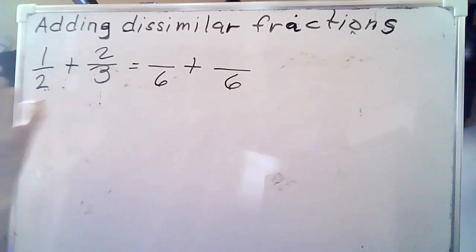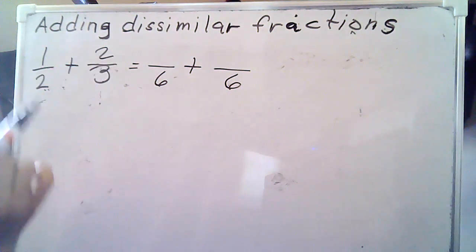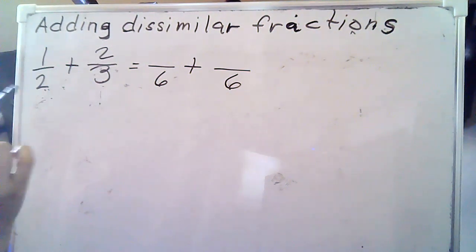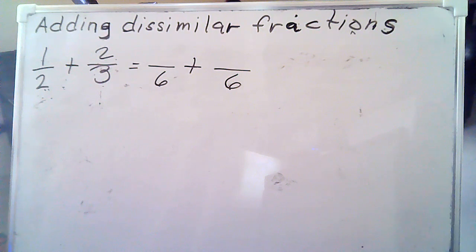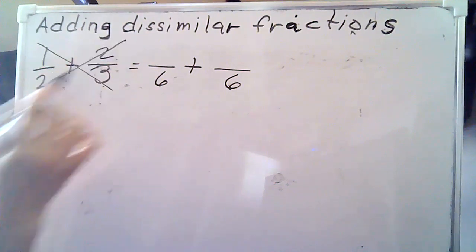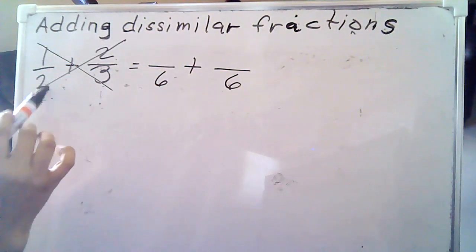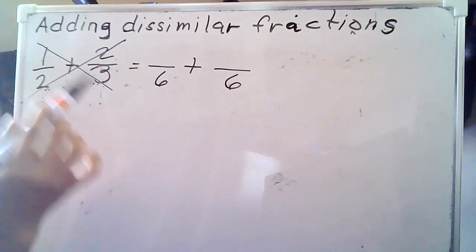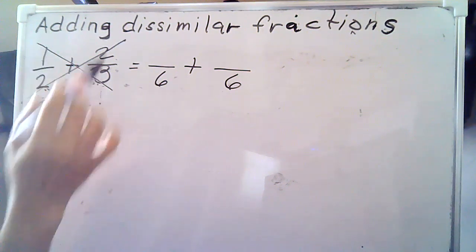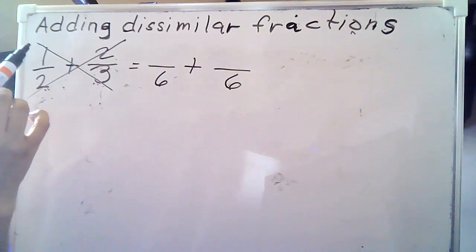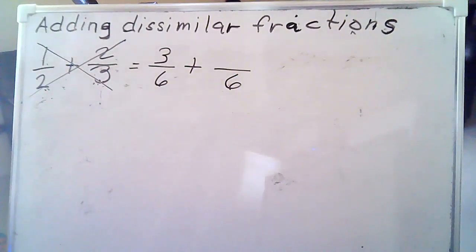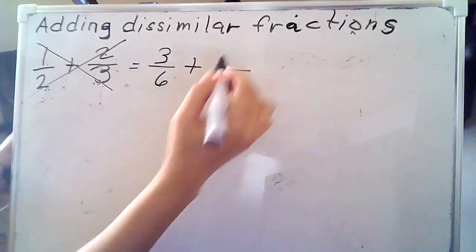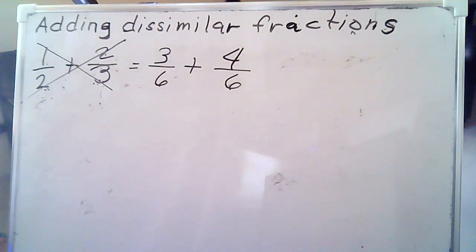Now, for the numerator, remember, when you change the denominator, you also need to change the numerator. And to do that is to just simply cross multiply. Okay, so remember, if you multiply the denominator, then the numerator has to be cross multiplied. Okay, so for this numerator, 1 times 3 is 3. And 2 times 2 is 4. So this is now the new fraction.